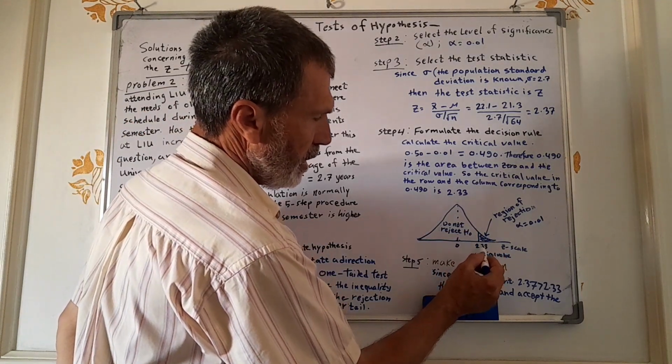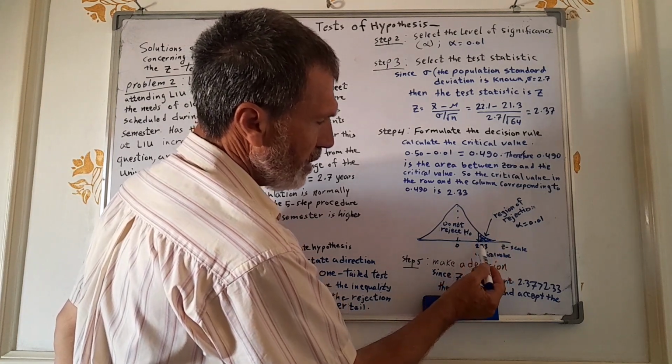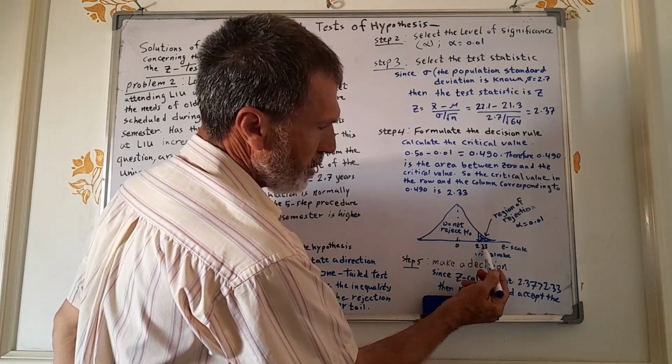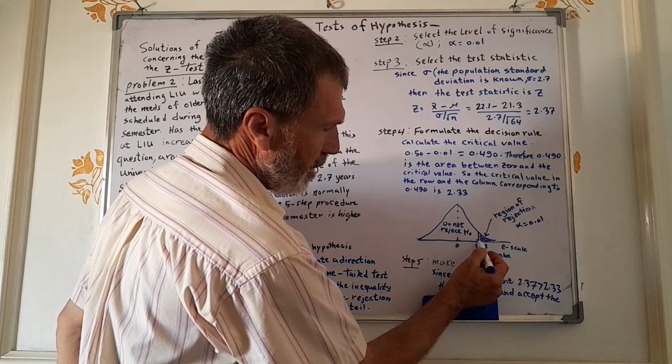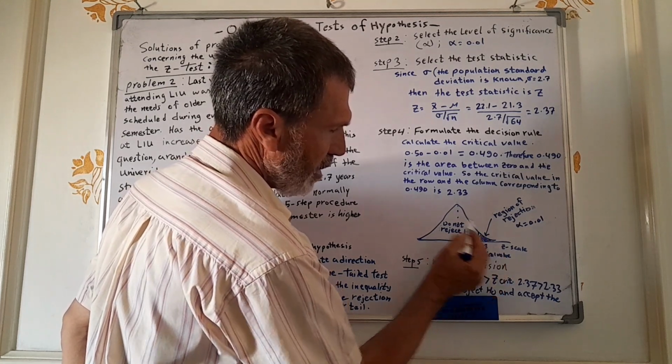Okay. Now we draw this normal curve to show you that this is the critical region. This is the rejection region, and this is the critical value, 2.33. So this is 2.33 here. It is the critical value, and this area here is the critical region.